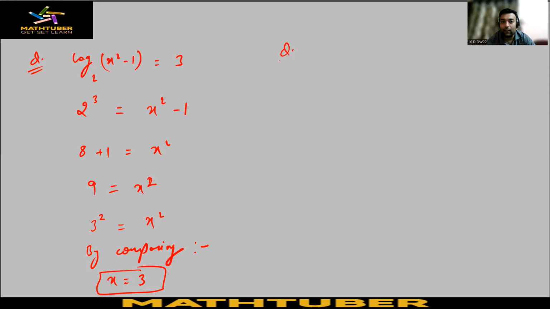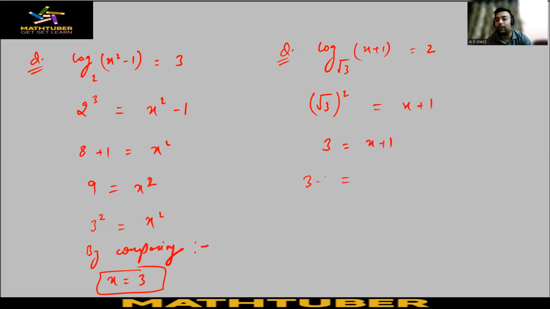Similarly, suppose we have another question, log of x plus 1 with base root 3 is equal to 2. So now we have to convert it into exponential form. So it will be root 3 raised to power 2 is equal to x plus 1. Root 3 square will become 3 is equal to x plus 1. And if we take this 1 to the left hand side, it will become 3 minus 1 equal to x. So x will be equal to 2. And this will be the answer. I hope it's clear to you.